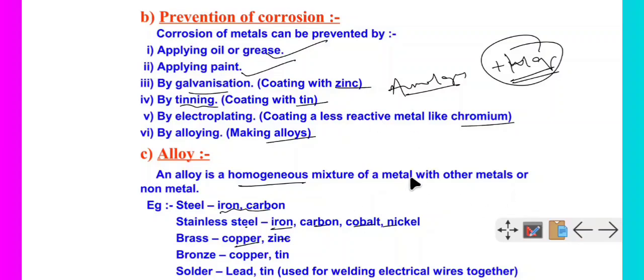Okay, so this is all about this chapter, that is metals and non-metals. This is the theory portion, or whatever you have to study for the examination. In the next video we'll deal with the questions and the pattern that will be asked in CBSE 2025.